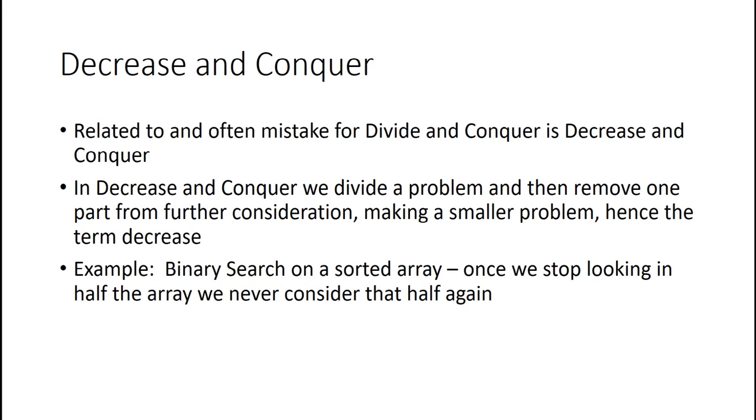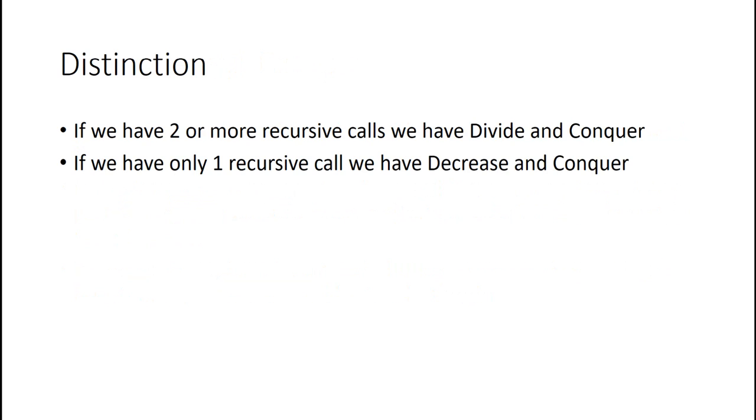An example is a binary search on a sorted array. We divide the array into two parts when we decide which half to look in, but once we start looking in one half of the array, we never consider the other half again. So the problem becomes smaller, but we don't have to recombine the results. A distinction: if we have two or more recursive calls, we have an example of divide and conquer. If we have only one recursive call, we have an example of decrease and conquer.